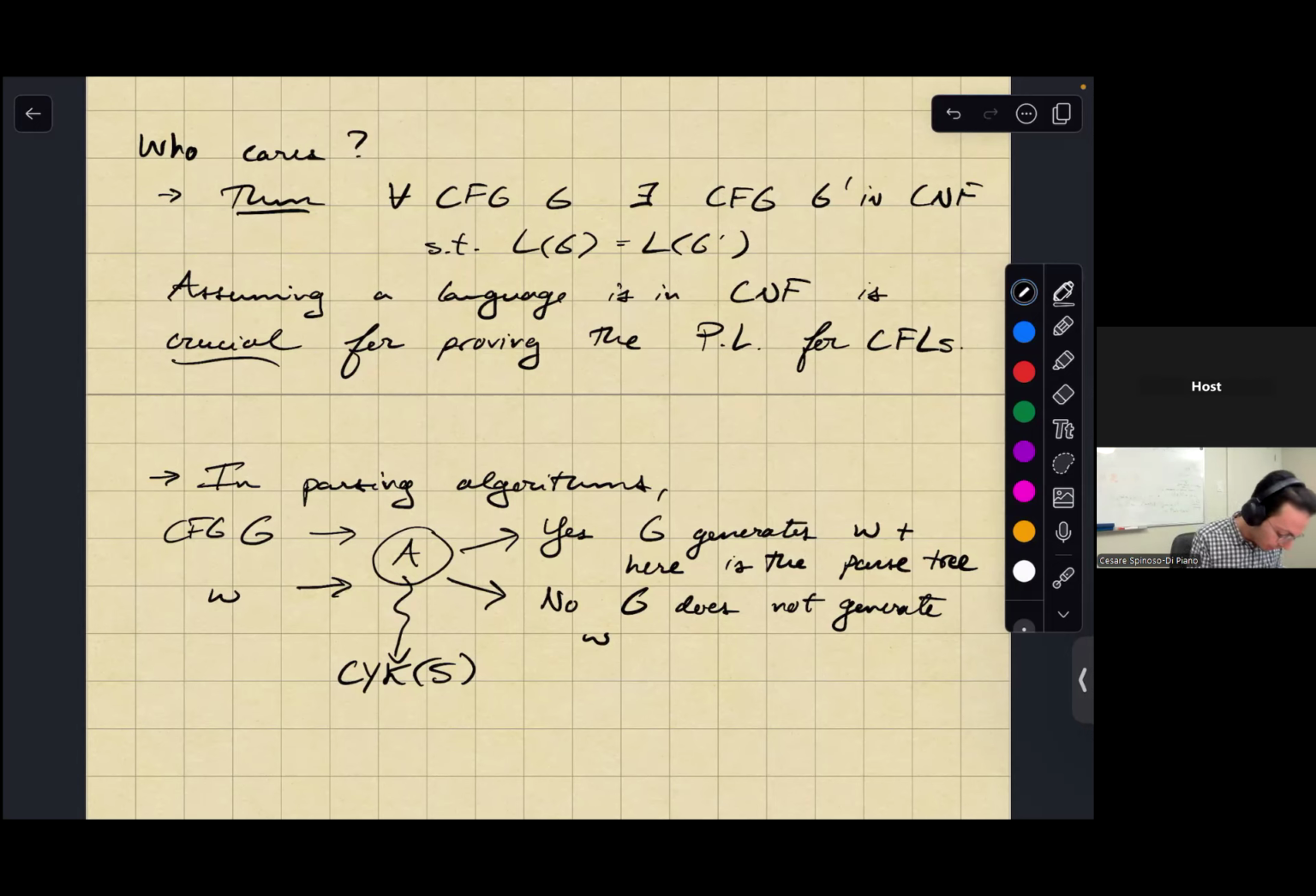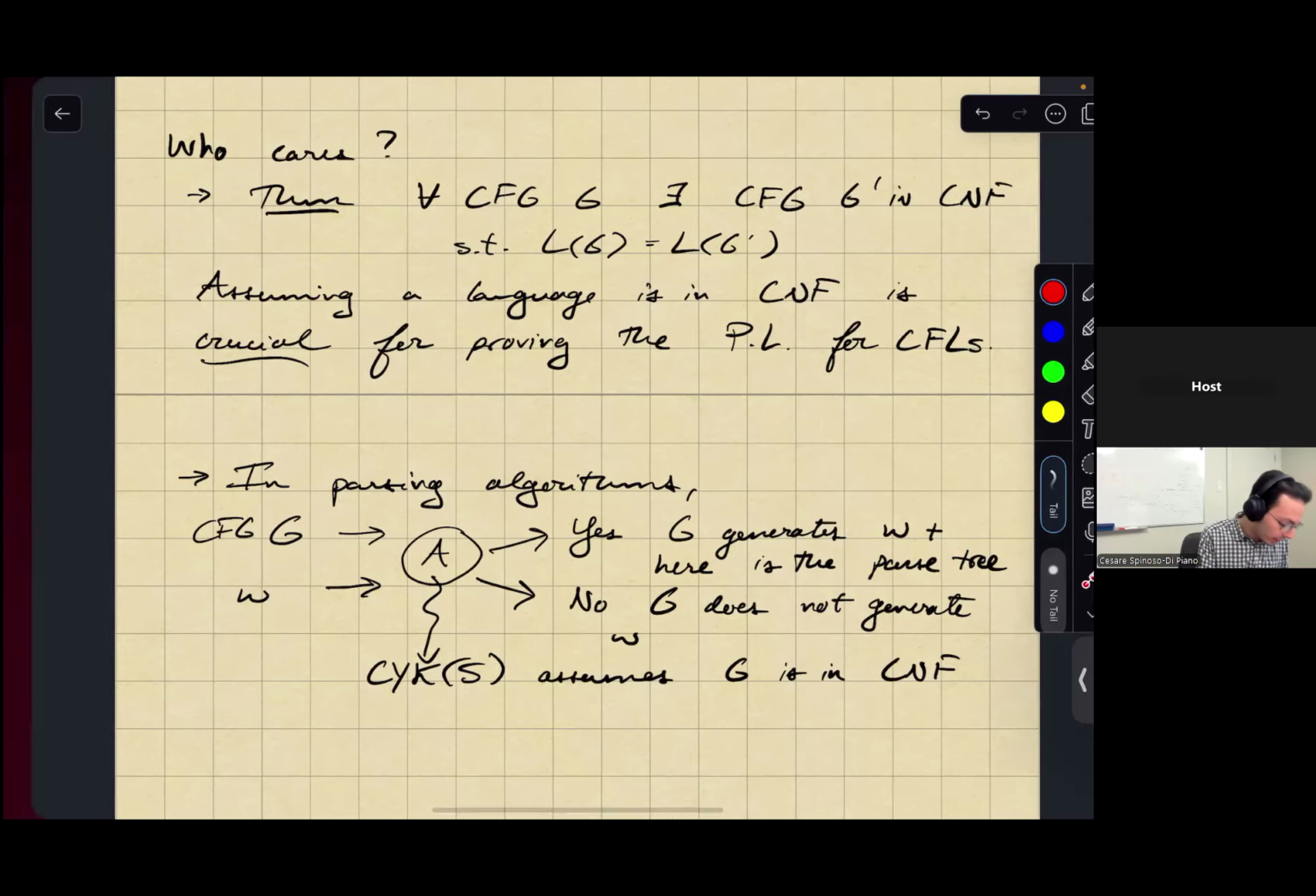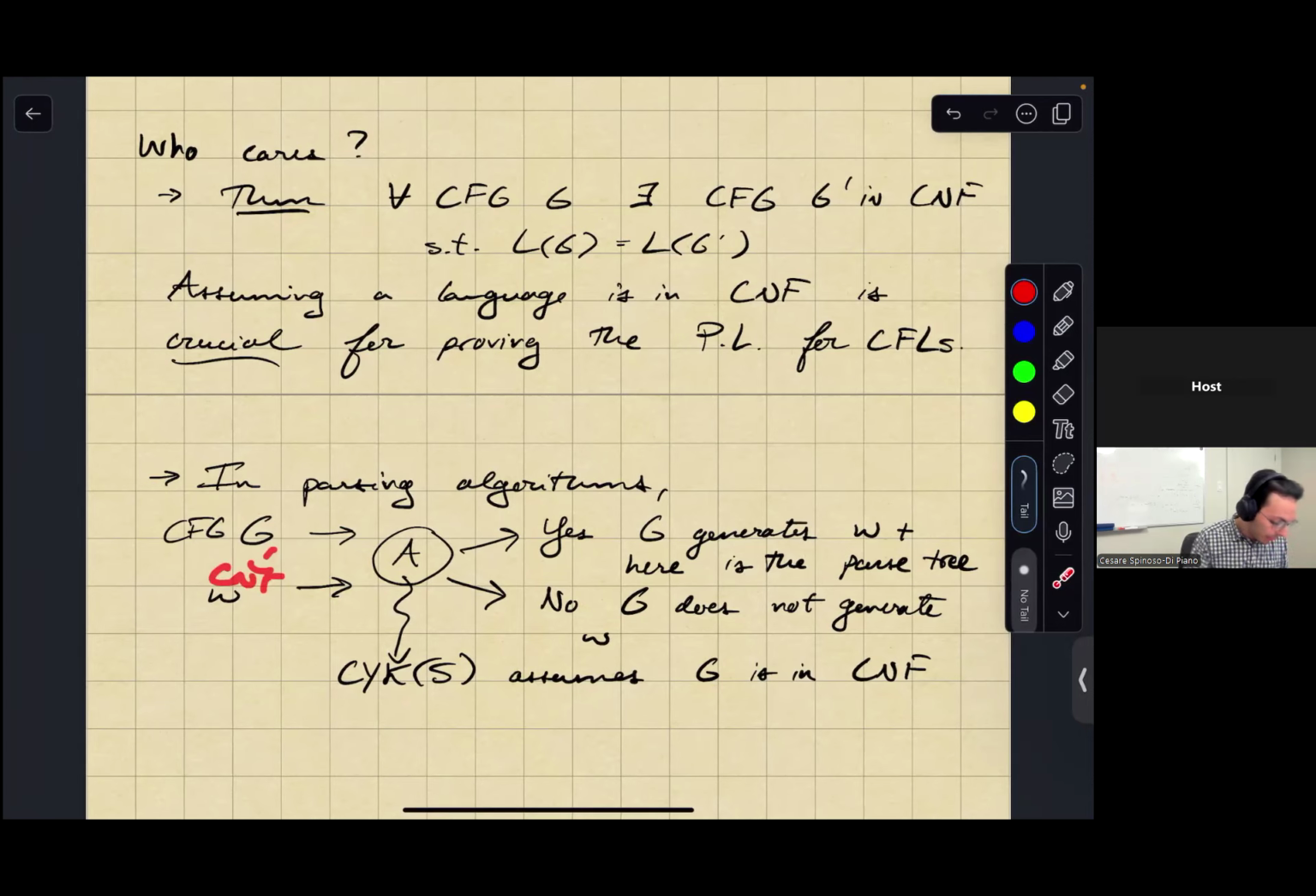Okay, so the CYKS assumes G is in CNF, and so in fact, if you're given a grammar G, then either there's a subroutine within A that converts G into CNF, or you just assume that G is already in CNF. Okay, and so that's why we care about Chomsky normal form.